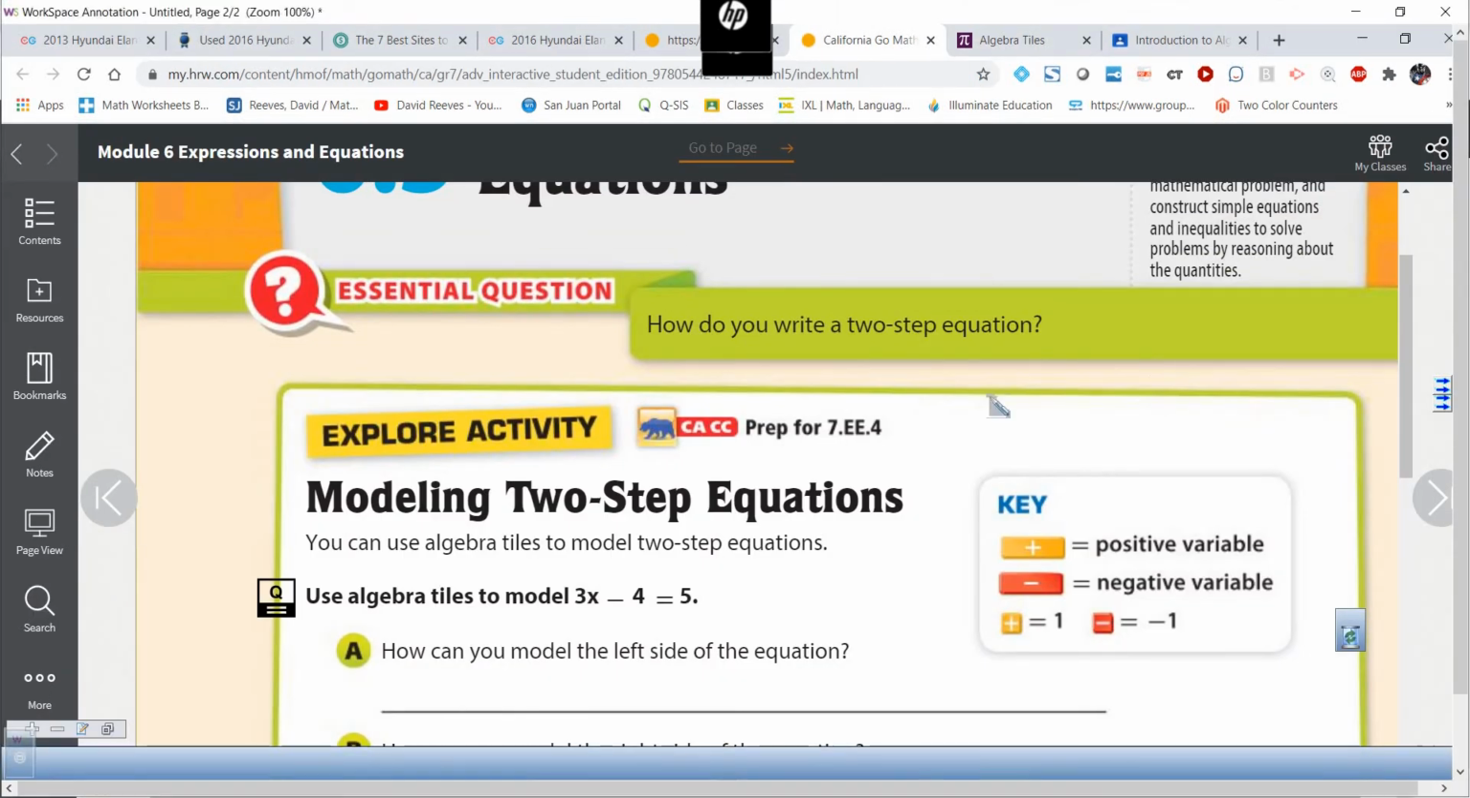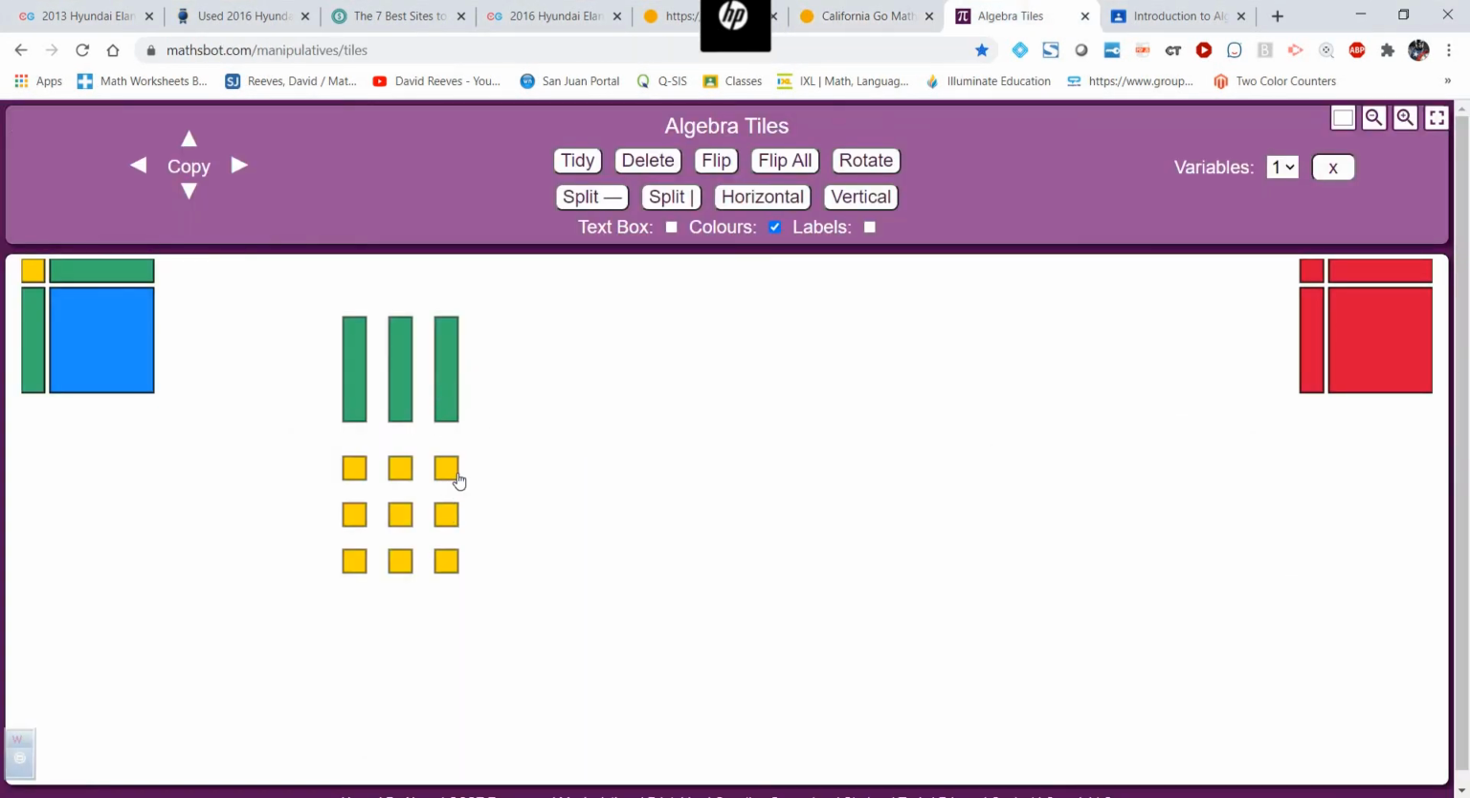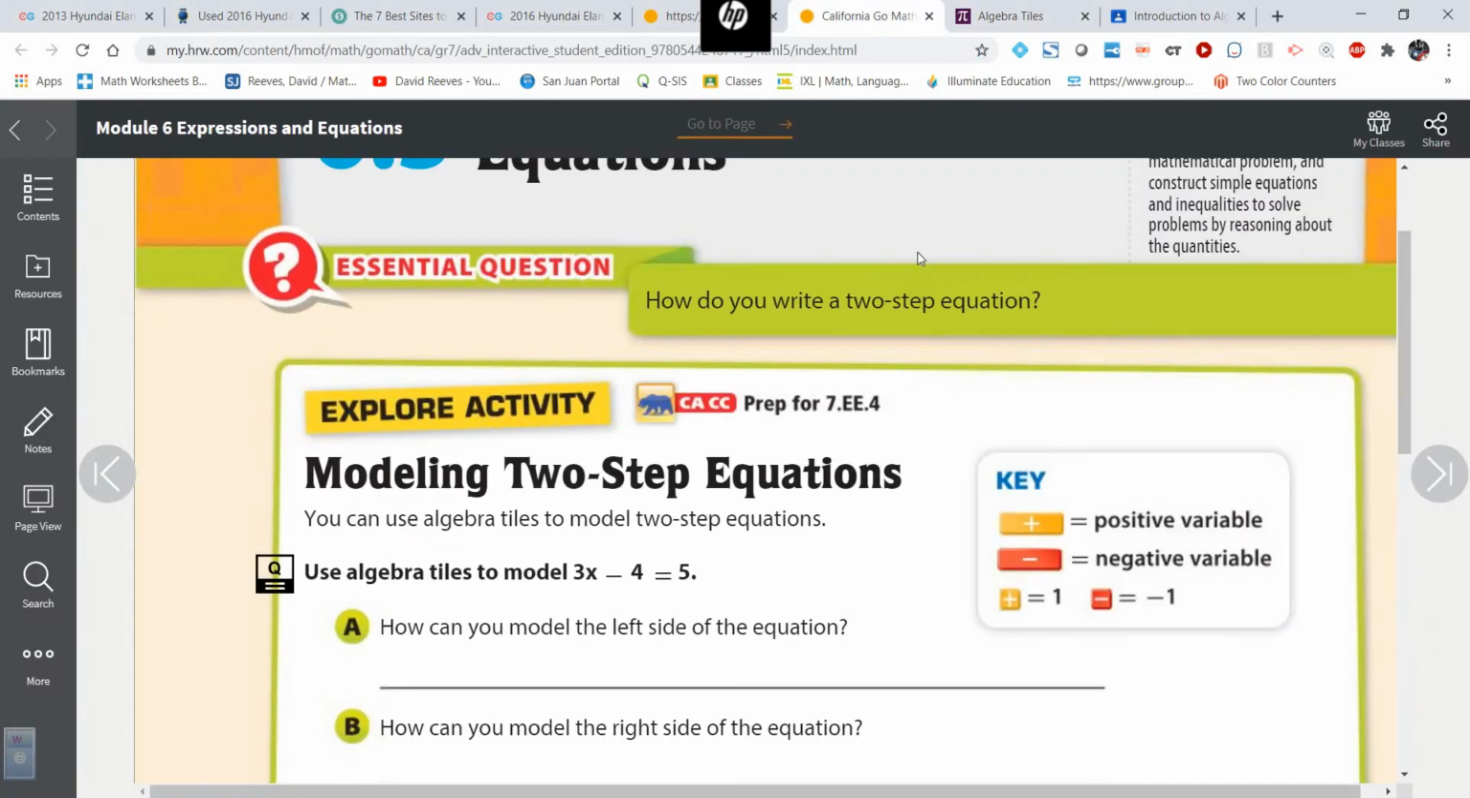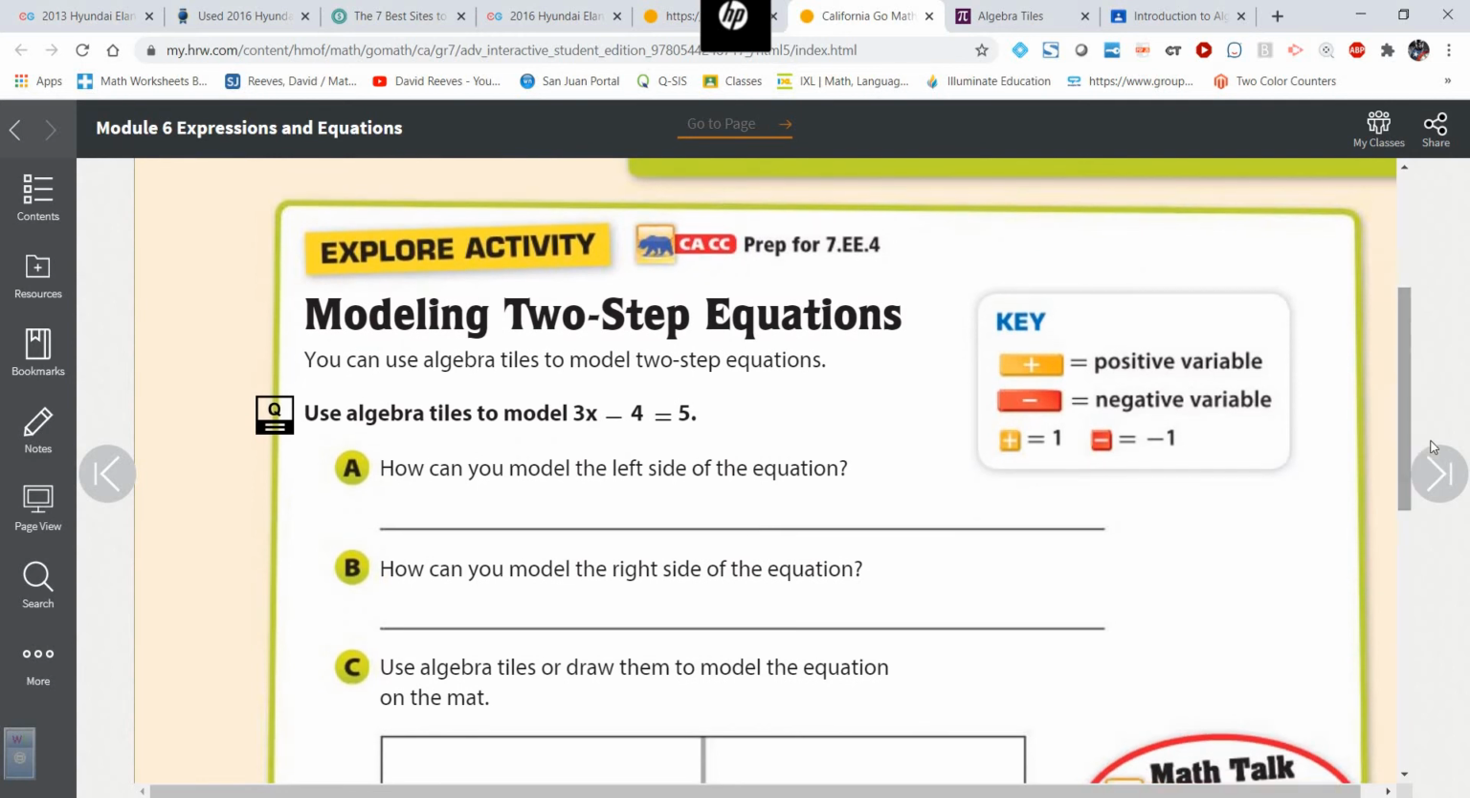Now, if we weren't using algebra tiles, we have this problem, 3x minus 4 is equal to 5. Without algebra tiles, we would add 4 to both sides, because the inverse of subtracting 4 is adding 4. Those would cancel. Then we would get 3x is equal to 9. Then we would divide by 3, because the inverse of multiplying by 3 is dividing by 3, and we would get x is equal to 3, the same answer we got with our algebra tiles. So that is creating and solving a problem with algebra tiles.